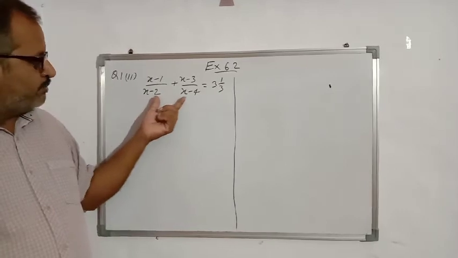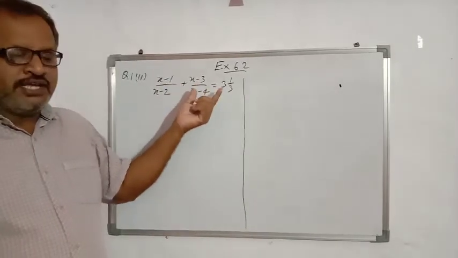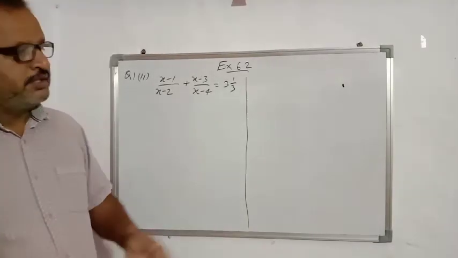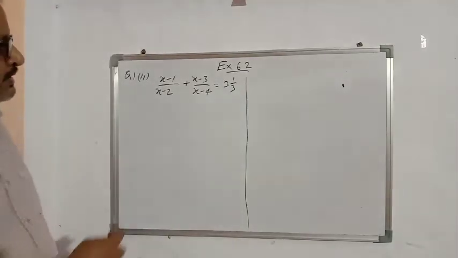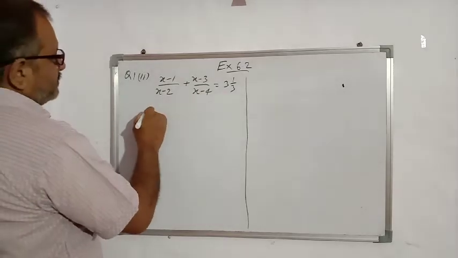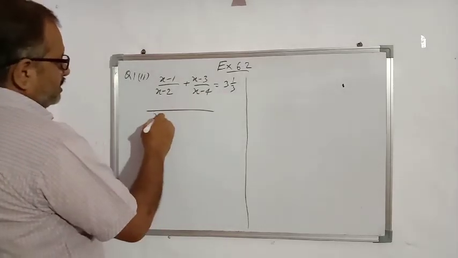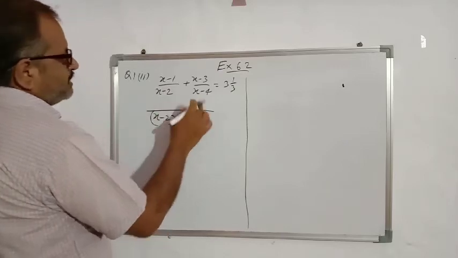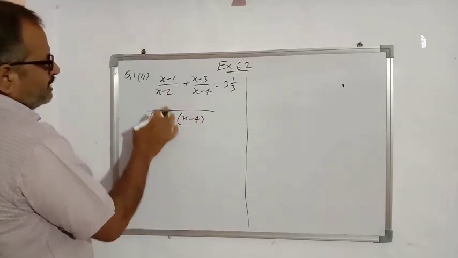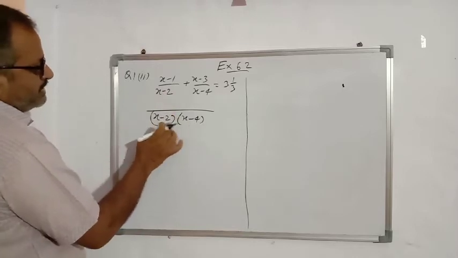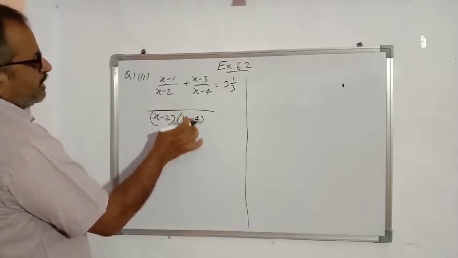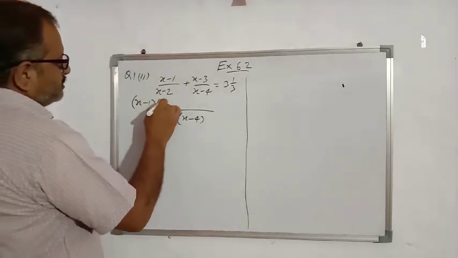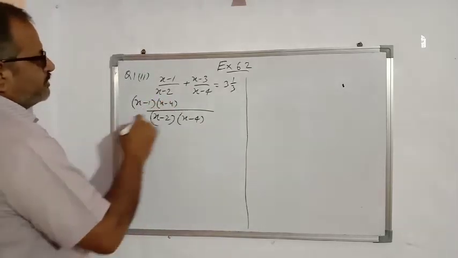So firstly we have to make it a quadratic equation in the form of ax square plus bx plus c is equal to 0. After that we will solve it. So how can we simplify it? Take the LCM of the denominators. LCM will be x minus 2 into x minus 4. When we divide by x minus 2, it will be cancelled. We will get x minus 4. So x minus 4 into x minus 1, x minus 1 into x minus 4.